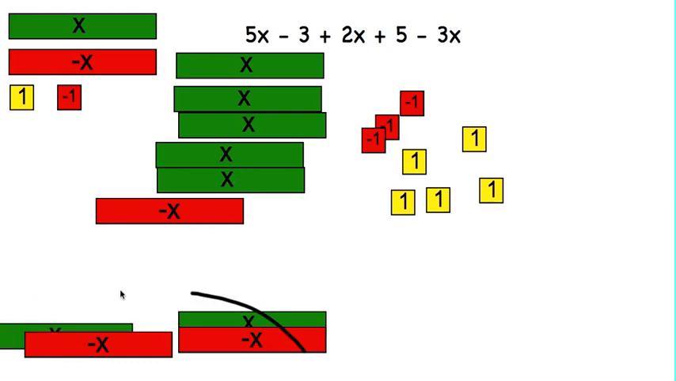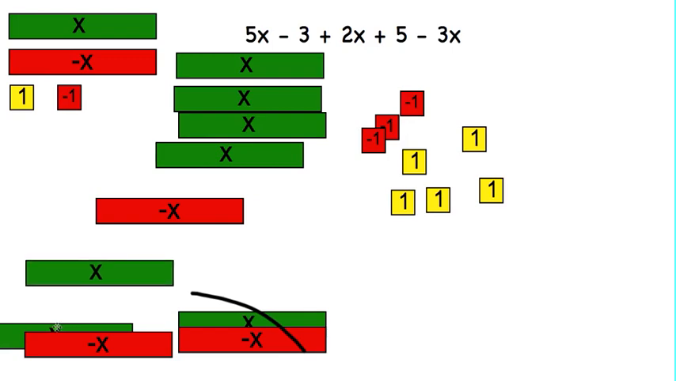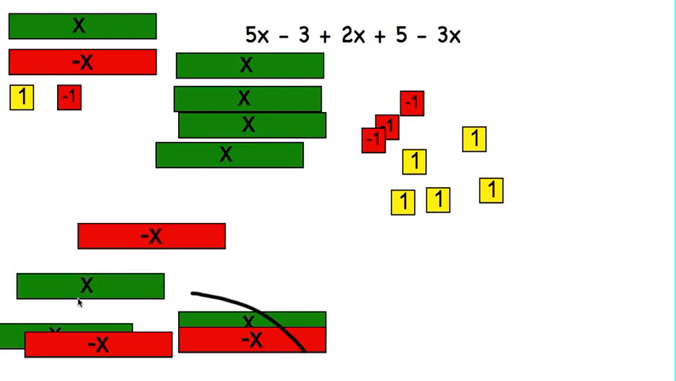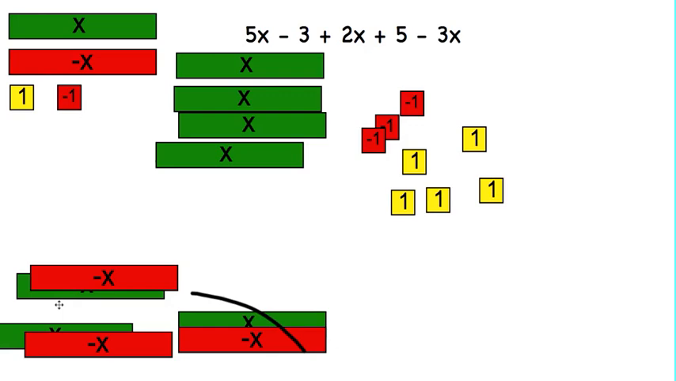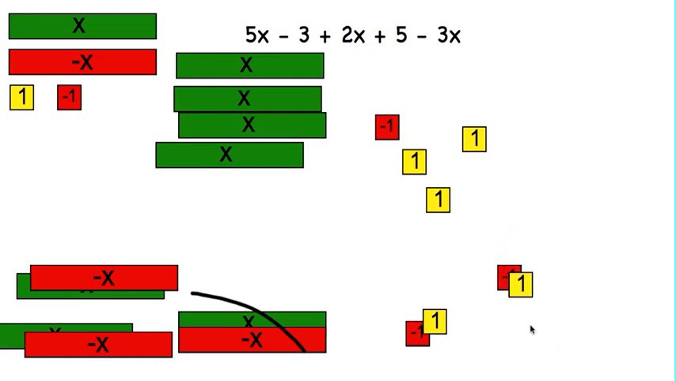We have another x and a negative x for more zero pairs. We have a negative 1 and a positive 1 because they're a zero pair. Then we have a negative 1 and a positive 1 for another zero pair. Negative 1 and a positive 1 for another zero pair.